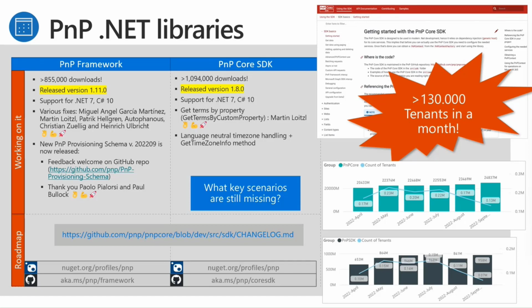On the framework side, there are several fixes from Miguel, Martin, Patrick, Autophonus. I don't know who that is, but that's a GitHub account, Christian and Heinrich. On the Core SDK side, Martin did a change to extend our taxonomy support. He wrapped a CSOM method that allows you to get terms by properties.